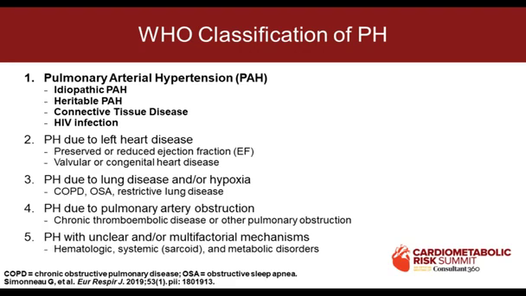And then connective tissue disease is probably the most common that we'll see. Patients with systemic sclerosis, what we used to call scleroderma, have a very high incidence of developing PAH. And HIV disease, a very high incidence of pulmonary arterial hypertension. So that's the type 1. That's a primary problem in the pulmonary artery.